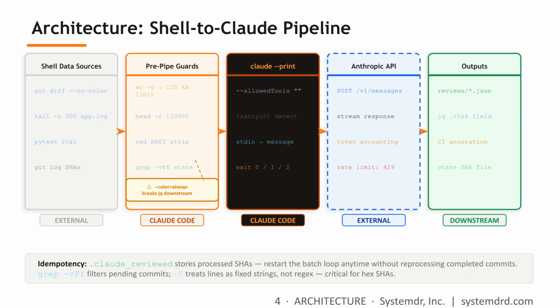Stage 5, green, outputs. reviews.json contains the structured JSON review. The .risk field becomes the CI gate. The SHA state file records what was processed. The annotation at the bottom of this slide is the one architectural decision that makes batch pipelines resilient: the state file. We'll dig into that in the implementation.